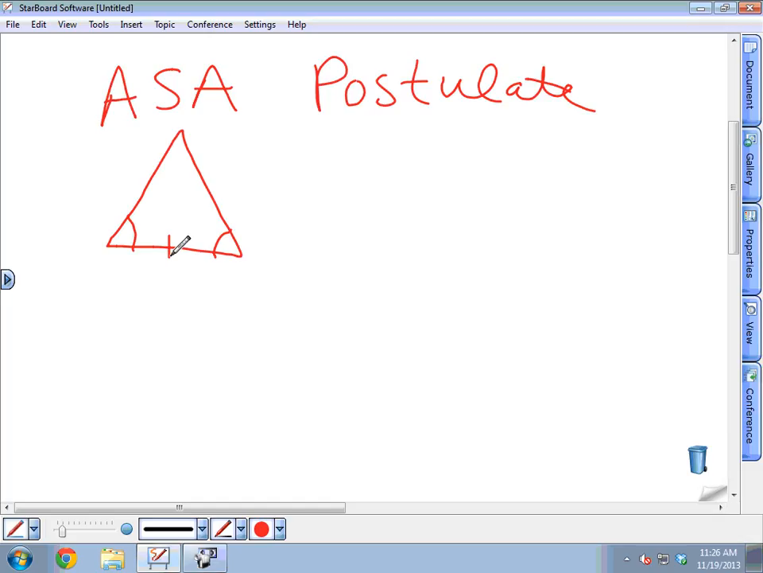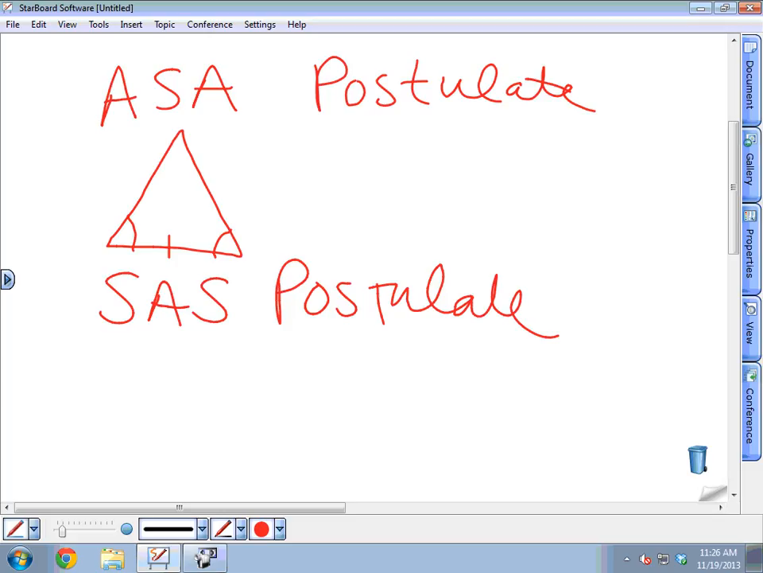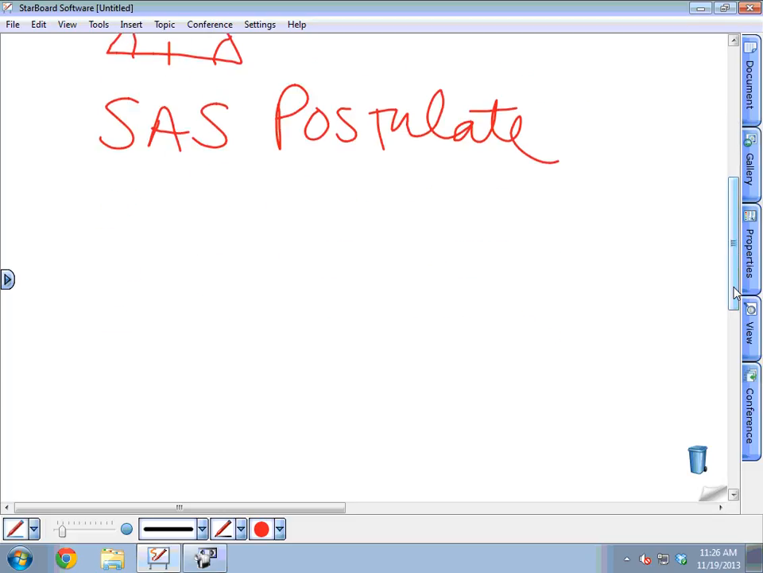You can do SAS, the SAS postulate, which is 2 sides and an included angle. And notice, I have 2 sides in my initials and an included angle in between them. Okay, if I have 2 sides and an included angle, those triangles are congruent. How about you, Sal?